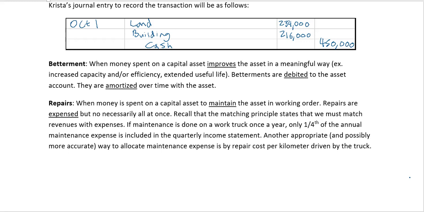Repairs. When money is spent on a capital asset to maintain the asset in working order. Repairs are expense, but not necessarily all at once. Recall that the matching principle states that we must match revenues with expenses. If maintenance is done on a work truck once a year, only 1/4 of the annual maintenance expense is included in the quarterly income statement.